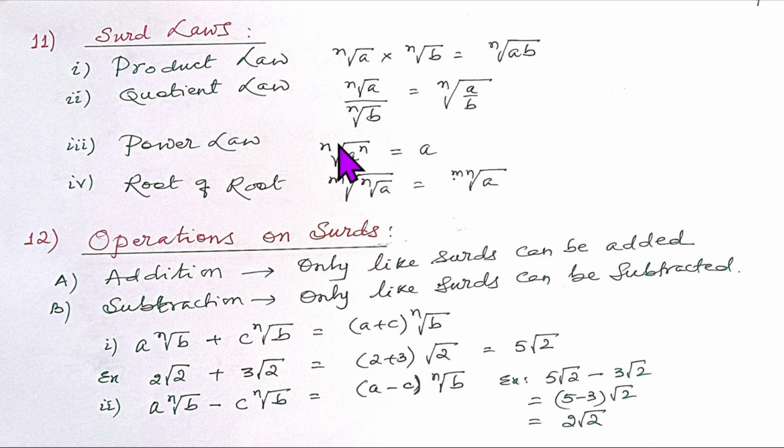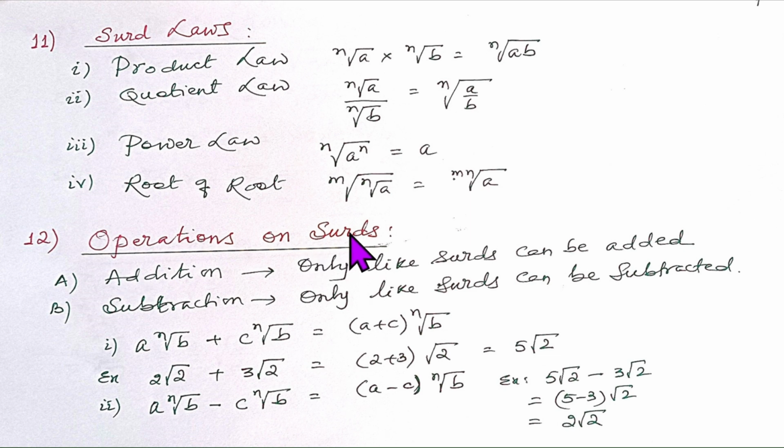Please remember this, nth root of a raised to n is equal to a, because we convert this, it will be a raised to n raised to 1 by n, the n will cancel, it will remain a raised to 1, and that is a. And root of root: mth root of nth root of a is mn root of a. So these surd laws are very important for calculations of surds, remember that.